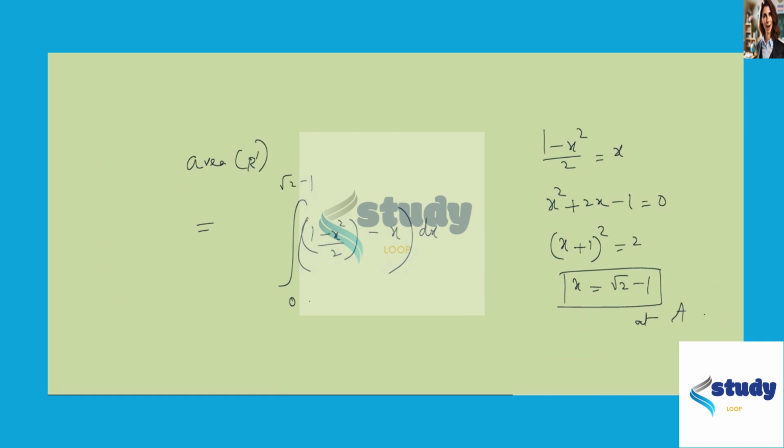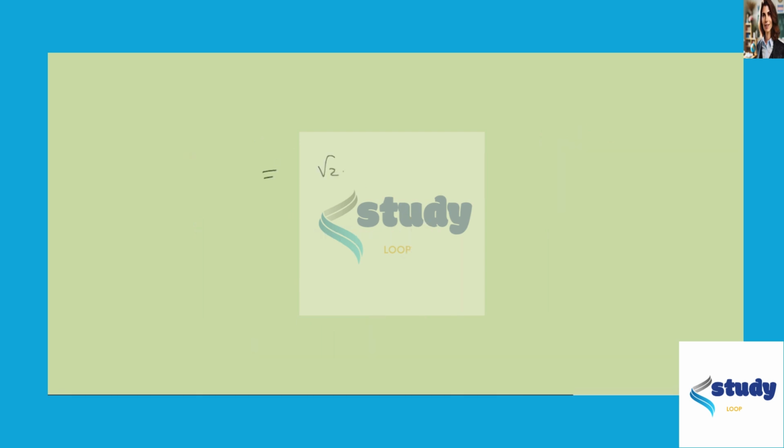So let's perform this integration first. What is integration of 1 by 2? It is x by 2. What is integration of x square? It is x cubed by 3, but by 2 is there, so by 6, minus what is integration of x? x square by 2. So now let's substitute 0 and root 2 minus 1. For 0, anyway it is 0. For the upper limit, you'll get (root 2 minus 1) by 2, minus (root 2 minus 1) whole cube divided by 6, minus (root 2 minus 1) whole square divided by 2.